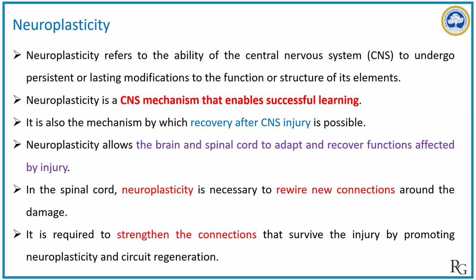In the case of the spinal cord, for example, neuroplasticity is absolutely necessary to build detours, to create new routes for information to bypass damaged areas. And we know that without it, recovery is not possible. So, in short, neuroplasticity is the engine of both learning as well as recovery. That is what makes the nervous system adaptive and flexible.